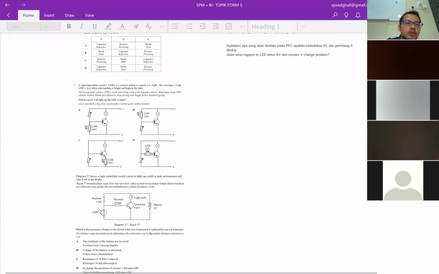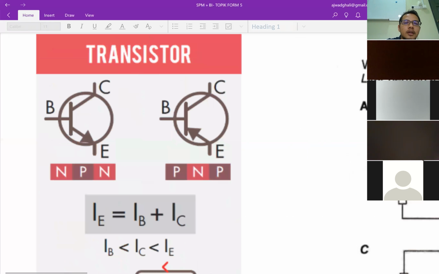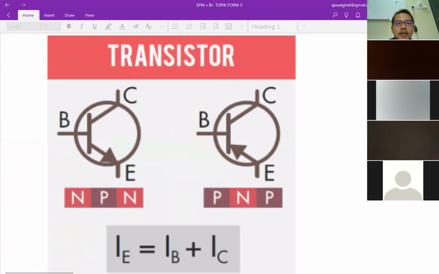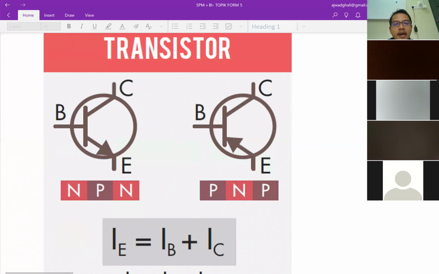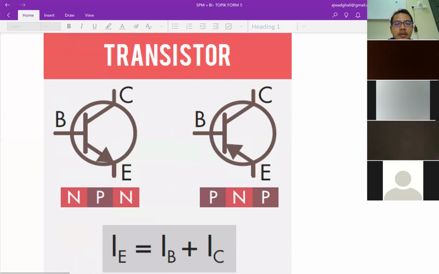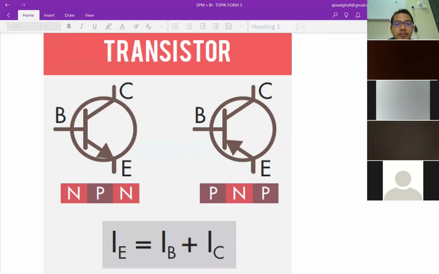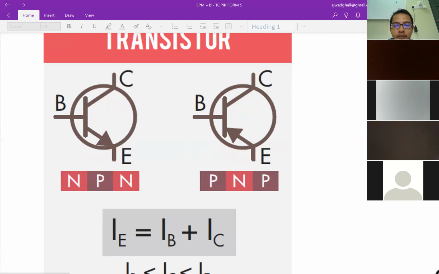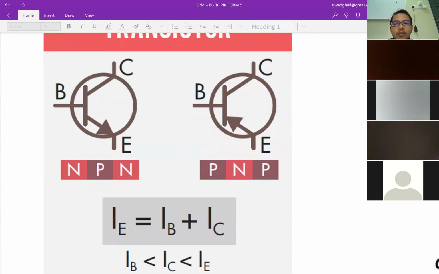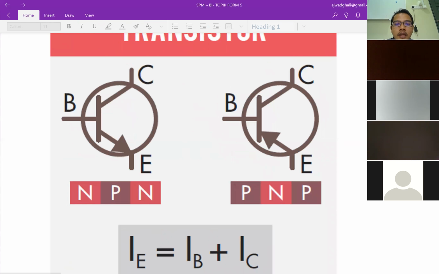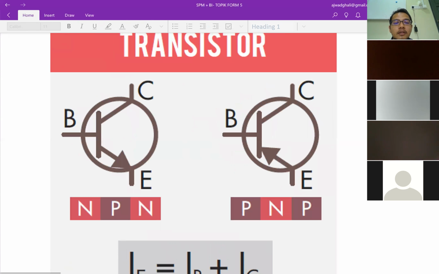Okay, so transistor. As I told you earlier, a transistor comes from semiconductors, P-type and N-type. You can arrange it in two ways, either NPN or PNP. How to differentiate? Most of the time in paper 2, they give you the symbol and ask you what type of transistor it is. So meaning either the symbol given is NPN or PNP. How will you know the type?